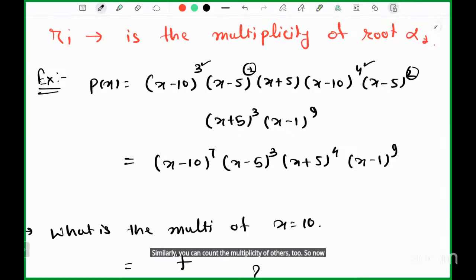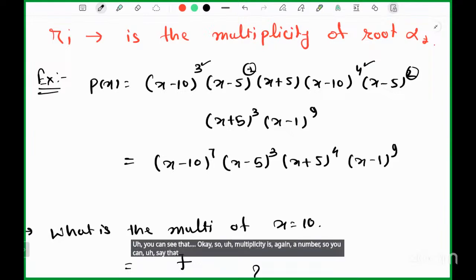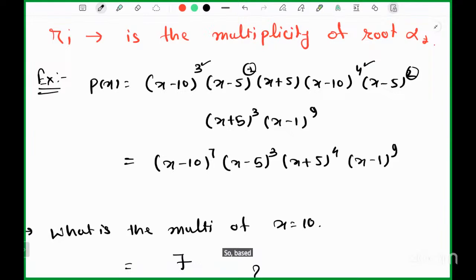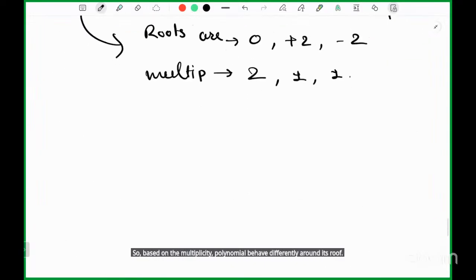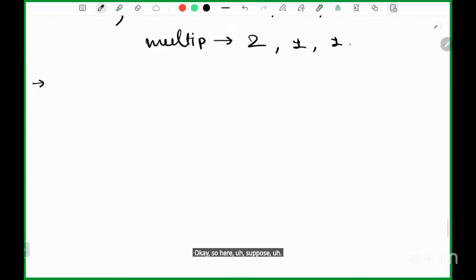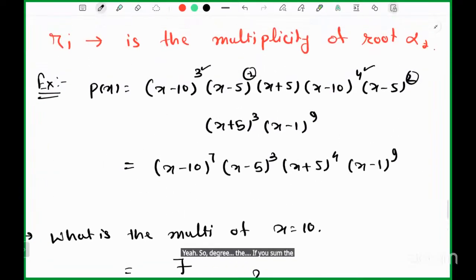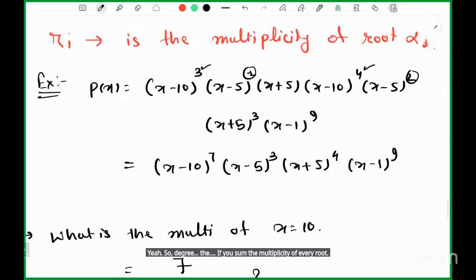Multiplicity is again a number, so you can say that the multiplicity will be even or odd. Based on the multiplicity, a polynomial behaves differently around its root. One more thing I want to say: if you sum the multiplicity of every root, that number will be less than or equal to the degree of p of x.